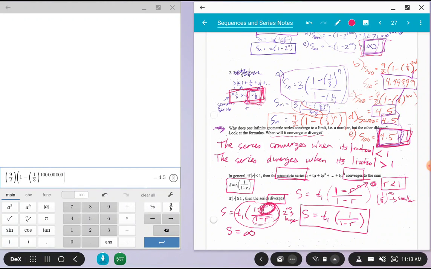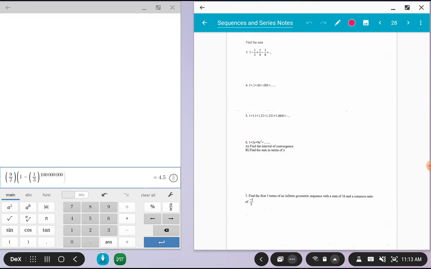Okay? All right, let's go on to the next page. Let's take a look at a couple of cases and let's figure out, even before we start, do we know if it converges or diverges? Okay? Let's take a look at our first case here.